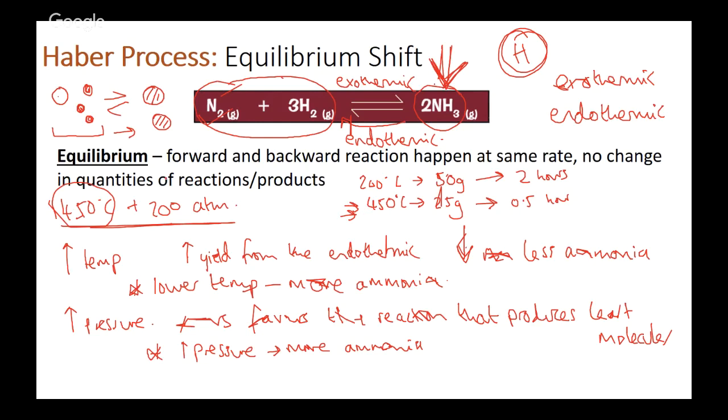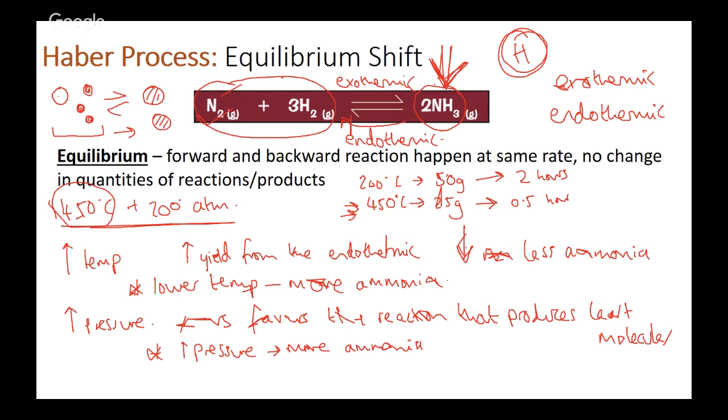So the important thing is, yes, you need to know that the lower temperature produces more yield, but it happens at 450 degrees because there is a compromise between the amount of yield you get and the time it takes. Remembering back to additional science, temperature increases the rate at which a reaction happens.